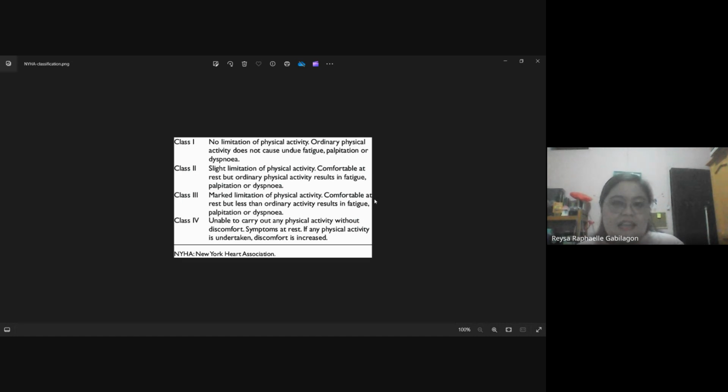And lastly, ito yung even at rest, the patient may exhibit signs and symptoms. Nahihirapan huminga kahit walang ginagawa. So ito yung mga classes natin. I presented that one because this is included in the algorithm of our heart failure.